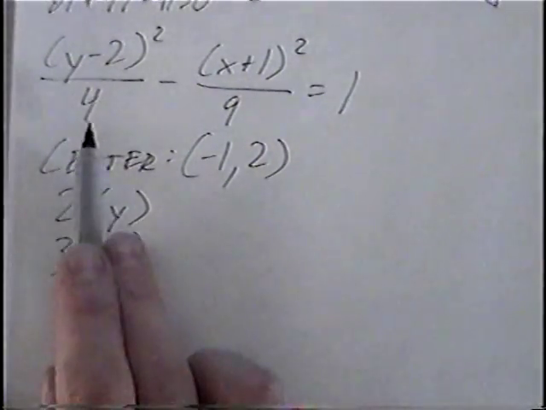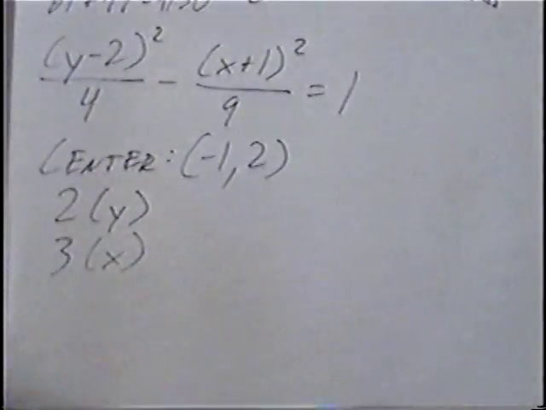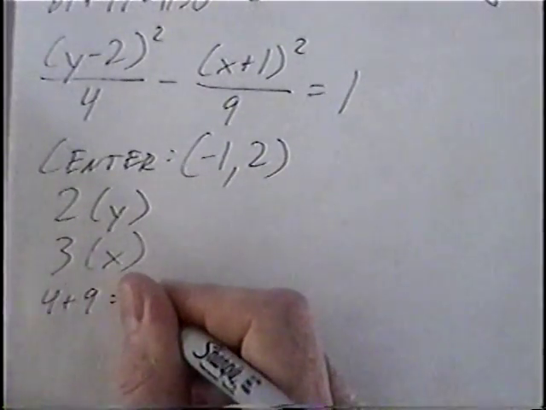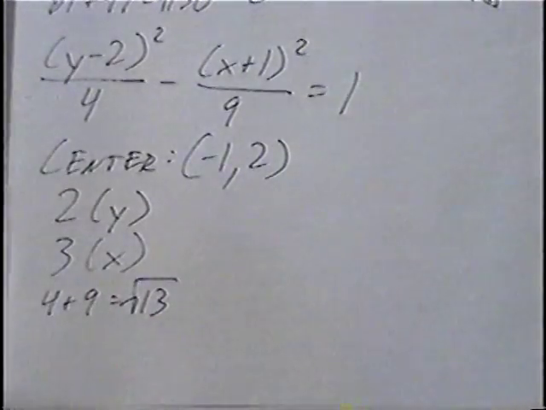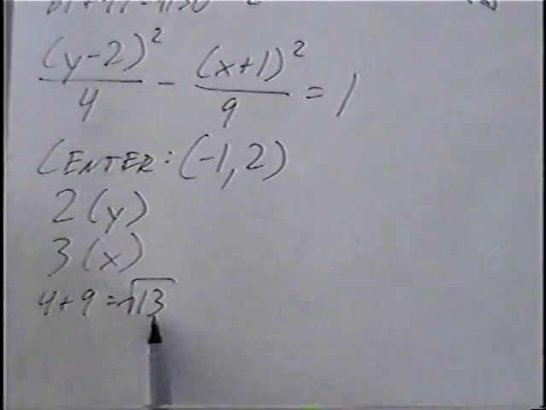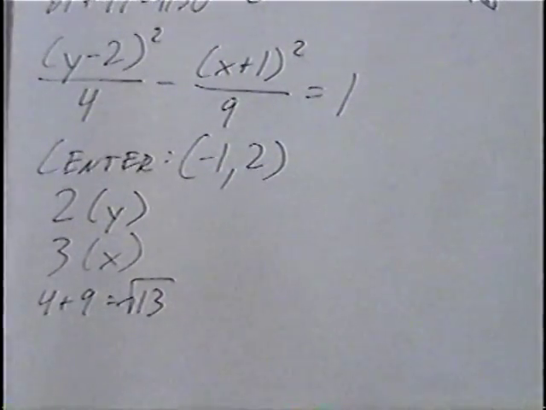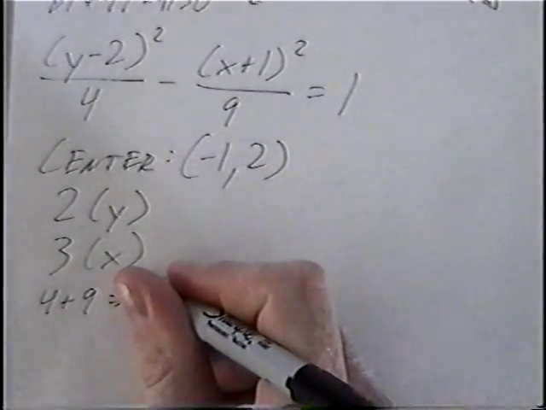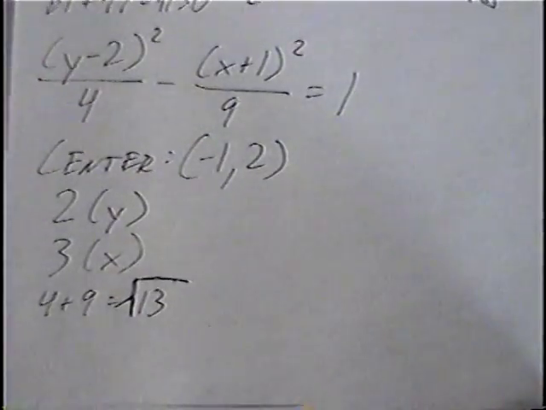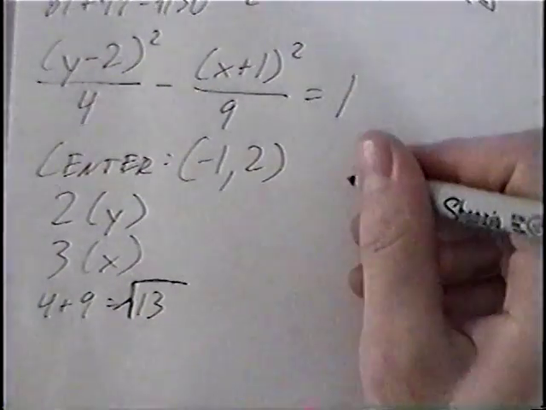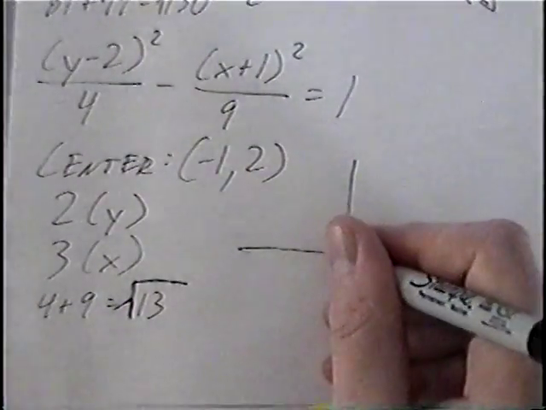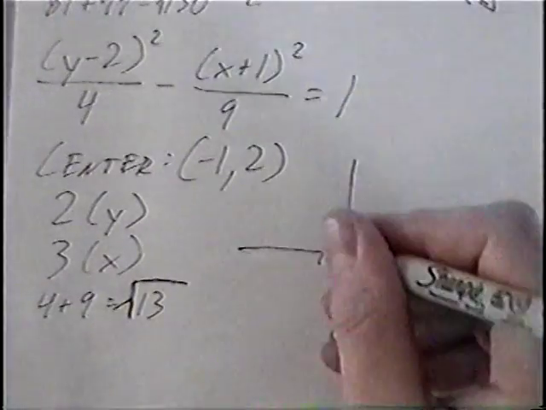If you want to do the foci before your graph, 4 plus 9 would be 13. And the square root of 13 would be a little over 3 and less than 4. And again, those will go inside the parabola shapes after we graph. To graph the hyperbola, we can draw the xy axis. The center again is negative 1, positive 2.